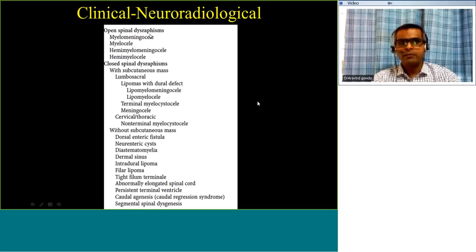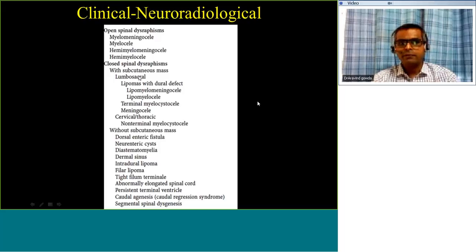So in the open spinal dysraphism, you can see the anomaly from outside. In that category, the meningocele, myelocele or myeloschisis, hemimyelomeningocele or hemimyelocele will fall. Then there are what are called closed spinal dysraphisms. In the closed spinal dysraphism, these pathologies are covered by the skin and subcutaneous tissue. That means the skin will be covering in the closed spinal dysraphism, whereas in the open ones the skin covering will not be there. So this is a broad classification.